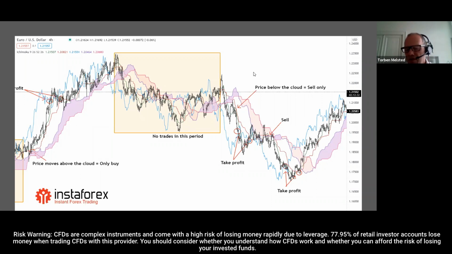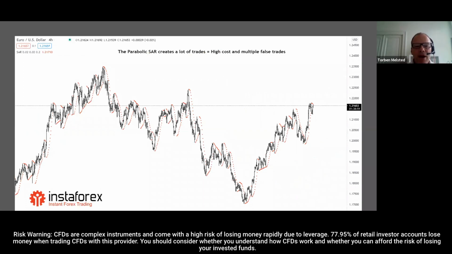I have changed my idea how this works, but this is the only way I have found that I think works. And I don't use the cloud for anything else than to see if the price is above, below, or just trading inside it. So this is the way to use it in my view. Everything else must be from somebody else. I think this is the way to work it.